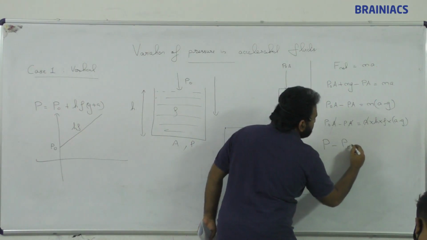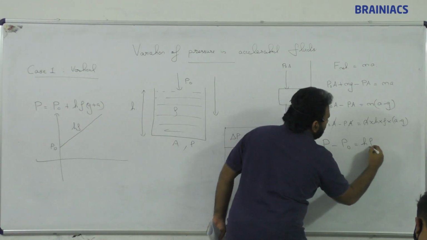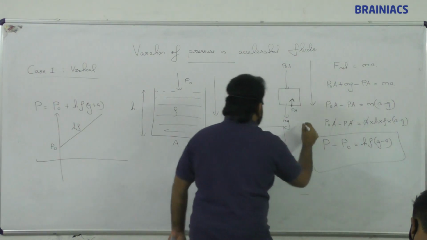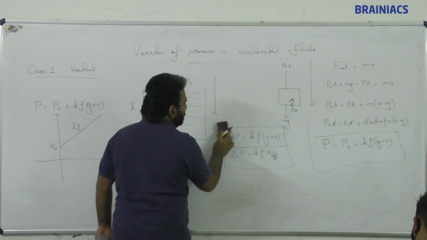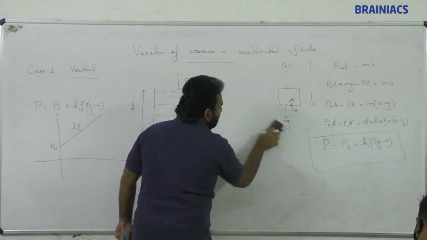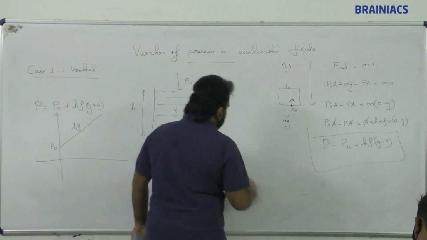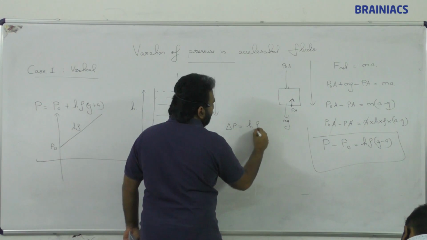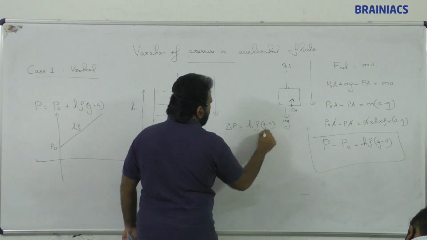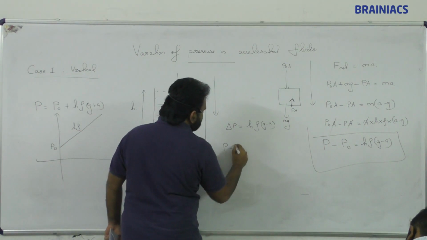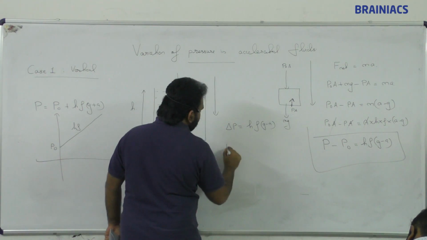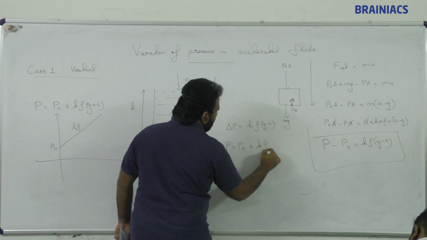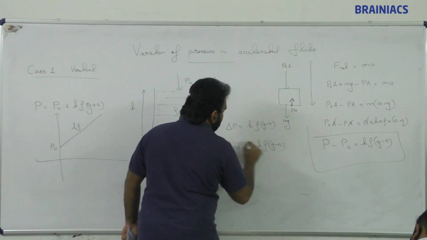So P minus P naught is what? H rho (g minus a). So here, instead of change in pressure with g plus a, we will have delta P equal to H rho (g minus a). So P is equal to P naught plus H rho (g minus a).